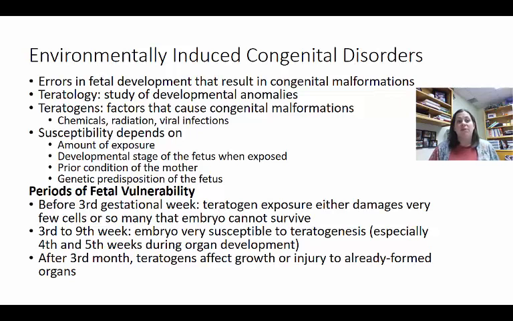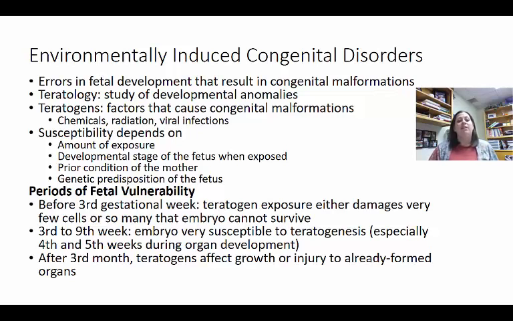The periods of most vulnerability are before the 3rd gestational week. Teratogen exposure either damages very few cells or so many that the embryo can't survive. And so when we look at before week 3, it could potentially cause a miscarriage relatively easily. Between the 3rd and 9th week, the embryo is very susceptible to these, especially in the 4th and 5th weeks, because this is when the organs are pretty much doing their development.